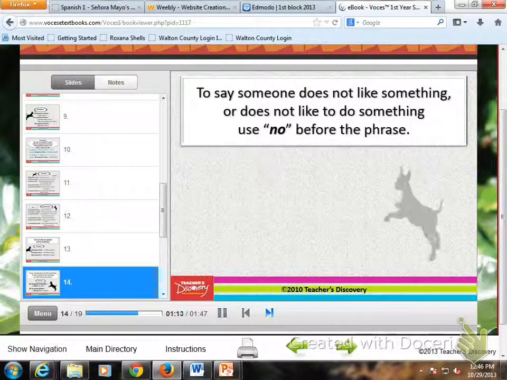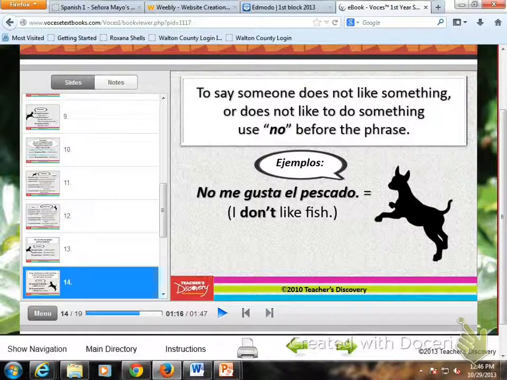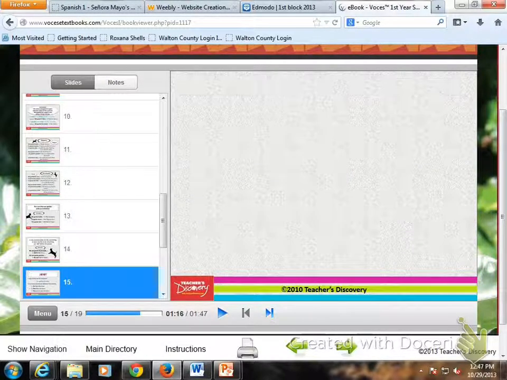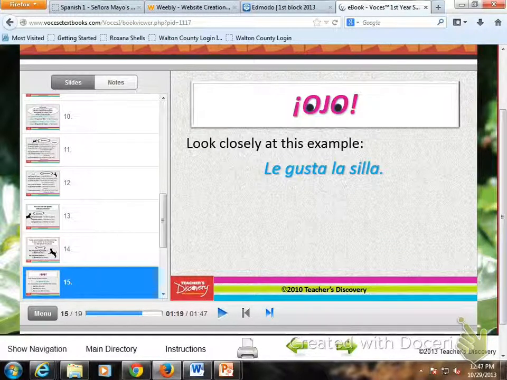So if you want to say anything that you don't like to do, just put a no in front of, normally we put it in front of the verb. In this case, we're going to put it in front of the indirect object pronoun because the indirect object pronoun and the verb gustar have to stay together. So you just put the no in front of it to make it negative, or to say that you don't like something. Okay? Look at this example. Le gusta la silla. Do we know who likes the chair in this case?